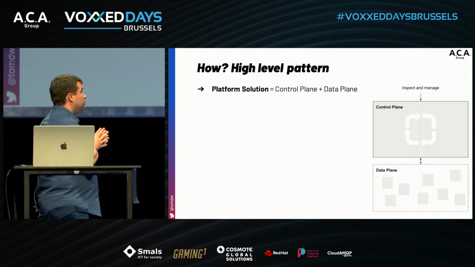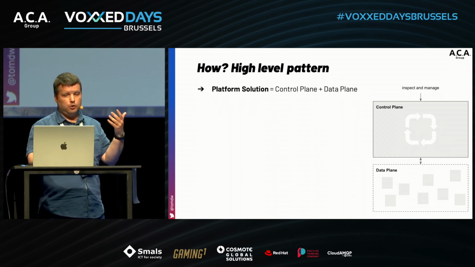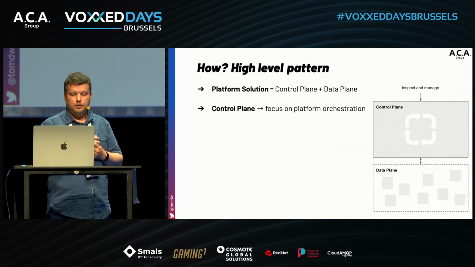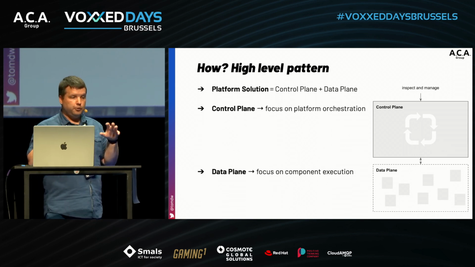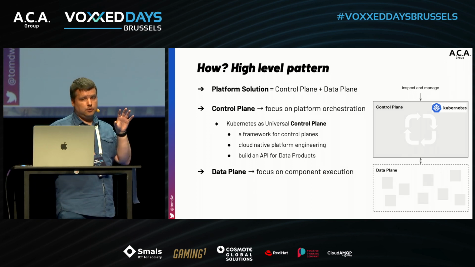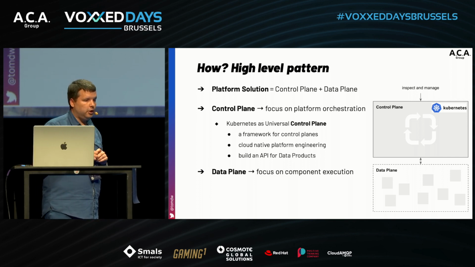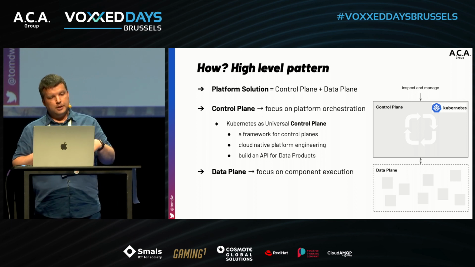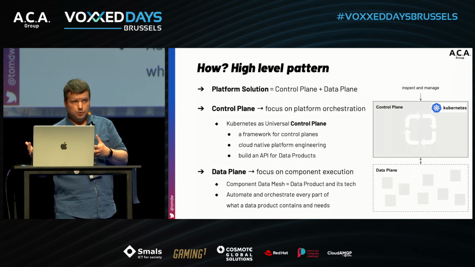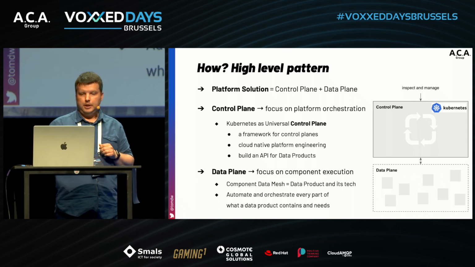So how are we going to build such a platform? Well, a high-level pattern often seen is that the platform solution is conceptually composed of, on the one hand, a control plane, which focuses on the platform orchestration and contains all the intelligence and automation. And on the other hand, the data plane, which focuses on executing the components, in our case, the data products. We're using Kubernetes as sort of a universal control plane, a framework for building platforms, a framework for building control planes. So we're targeting cloud-native platform engineering, and we're really going to build an API for data products. As I said, the components in that data mesh are the data products and the technologies we use for them. And we want to automate and orchestrate every part of what a data product contains and needs.